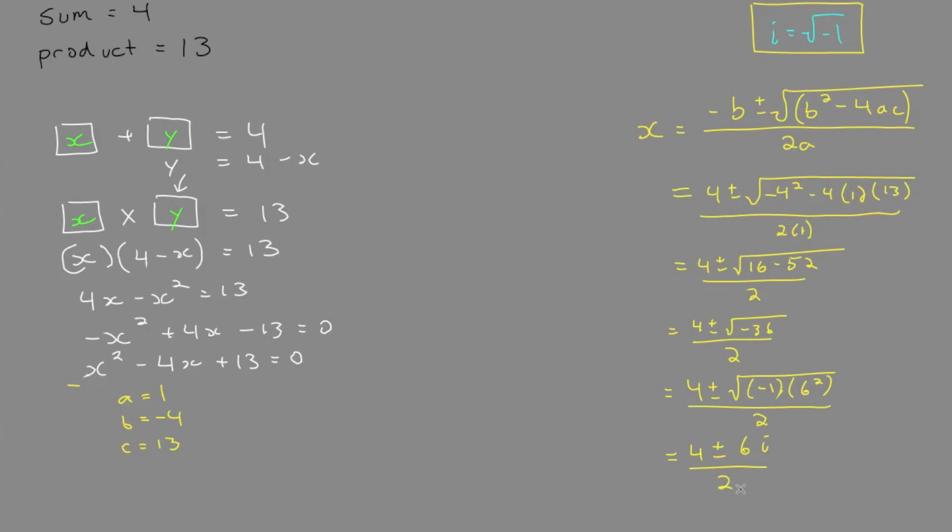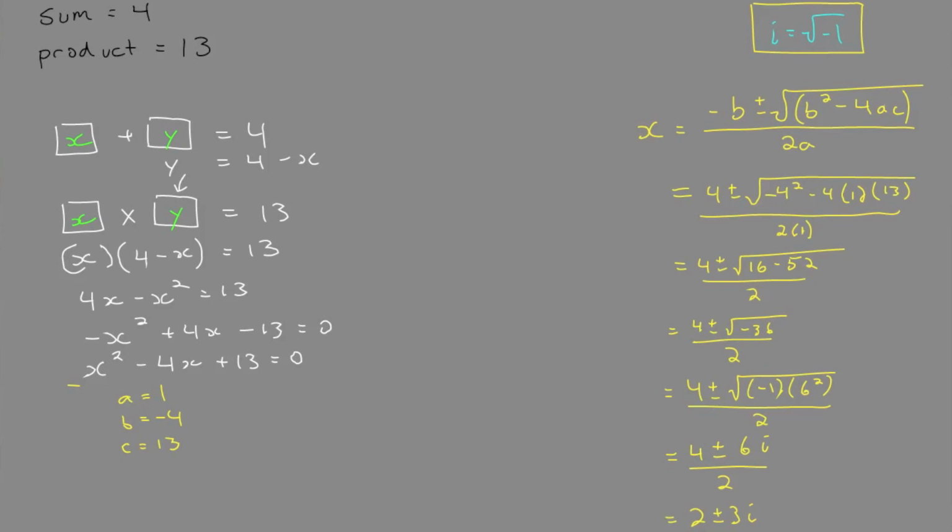Now, because all of the terms are divisible by 2, we can actually reduce each one by 2. Even though we have i, just treat i like a variable x. Okay. So we'll divide all of them by 2, so we get 2 plus or minus 3i. And you can see that there would be two values of x, 2 plus 3i and 2 minus 3i.